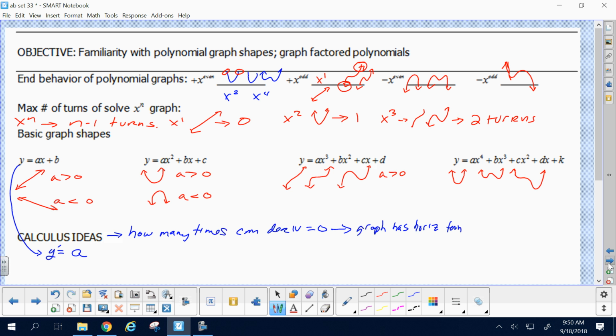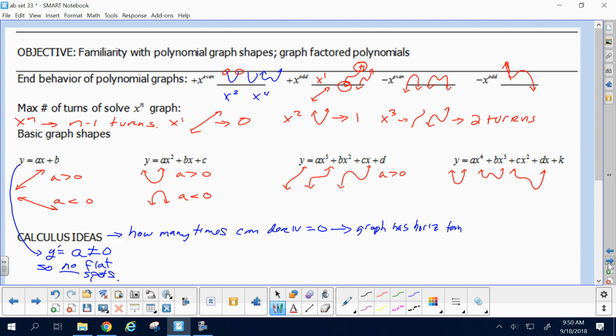Now, in this case, going back to the linear, we said the derivative is a. That cannot equal 0, so the graph has no flat spots, or no horizontal tangents. That also means it has no mins and maxes, because you can't get a min or a max unless it has a flat spot.